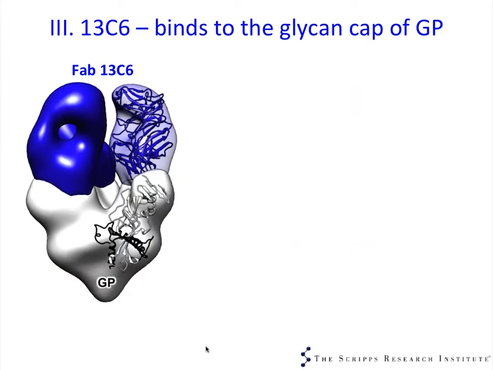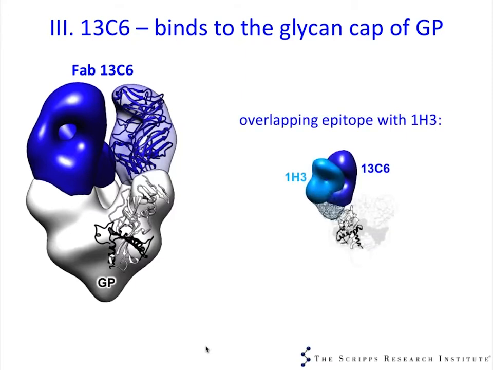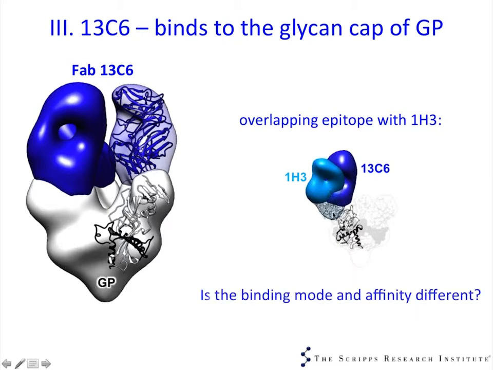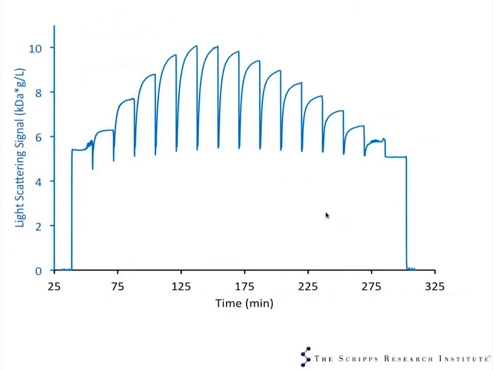So the last data set I'd like to show you is that of 13C6, which, like 1H3, binds to the glycan cap of GP. So these antibodies have an overlapping epitope. They both bind right at the top of the GP trimer. So we were wondering, is the binding mode and the affinity the same or different? So here's the data that we collected.